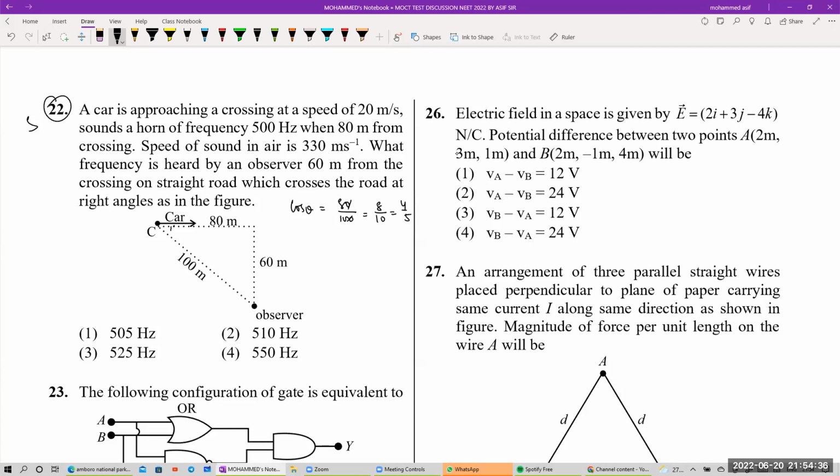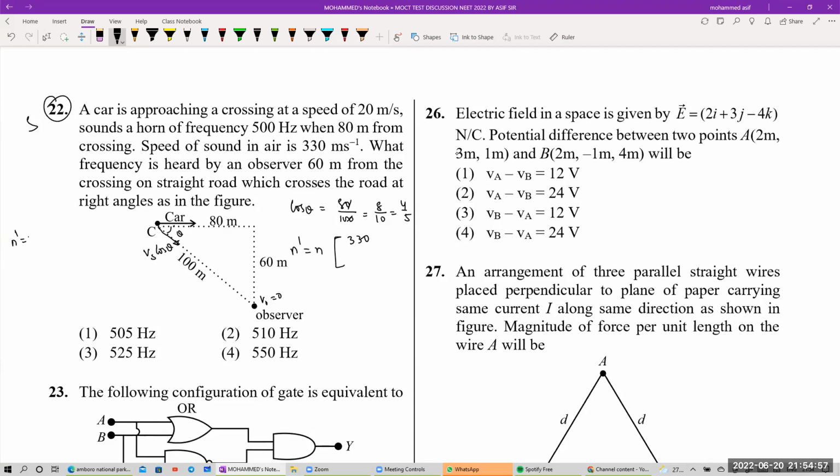This is an observer. So if we are resolving, this is your car, this is your source. Its component will be Vs into cos theta along the line joining the source and observer. What is the formula for apparent frequency, beta? N dash is equal to N into the velocity of sound, which is 330. Velocity of observer is given as 0.